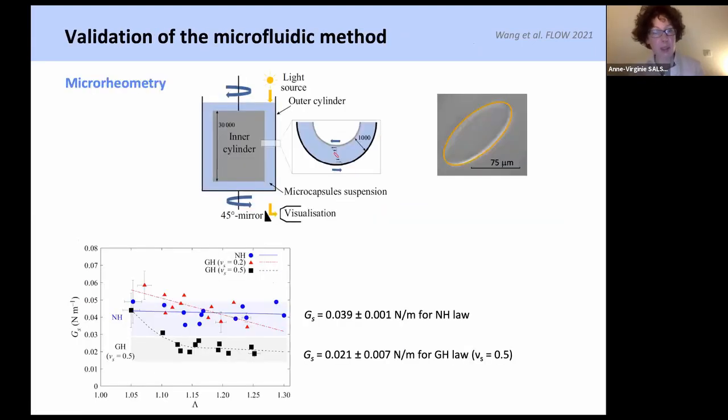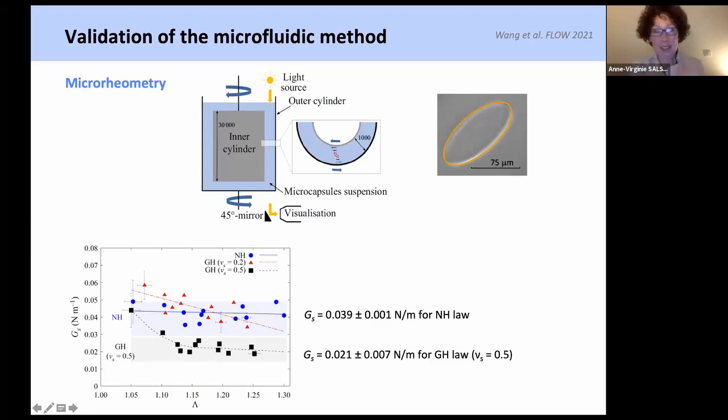But to really make sure the microfluidic technique was correct, we decided to do the same experiment using a microrheometer. It is a rheometer with two counter-rotating centers, and we end up having a capsule that is stable, with a stationary shape in the shear plane. We could then measure the capsule deformation and do many measurements, and we ended up with values that were very similar, within the shaded range of microrheometer values. These results were recently published in the first edition of Flow, the new journal of JFM, or the little sister of JFM. That was to show you how we can get the elastic properties.